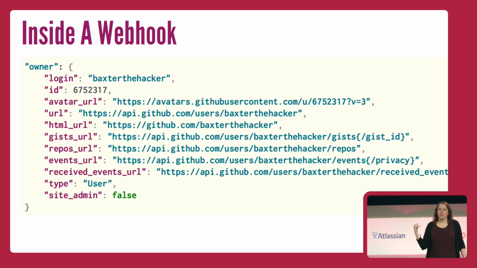Here's just the owner chunk. So it's not even the whole owner chunk, it's most of the owner chunk. And you can see from this, I've got the user's login, so I can display their display name. I've got a link to their avatar, and I've also got, as well as the URL, which is the API endpoint to call to get all the user data, their HTML URL, so I can link to their GitHub page. I can display this in a user-friendly way. This is all the information that I need.